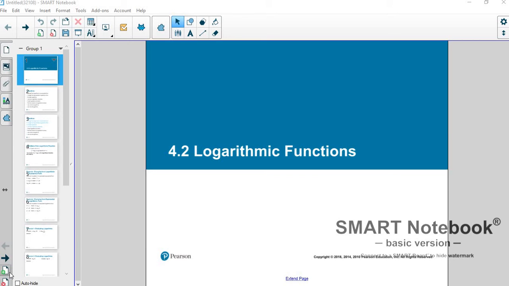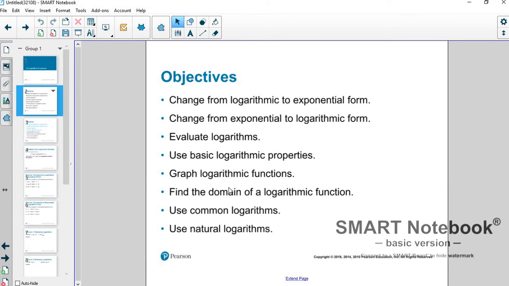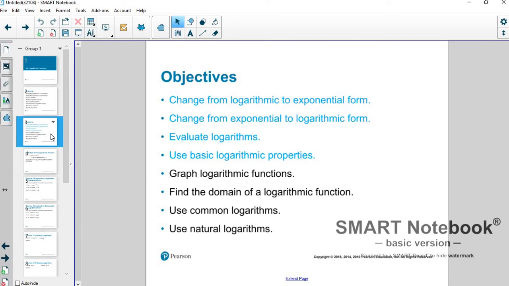Hey there, we are back with some more college algebra videos. This is section 4.2, logarithmic functions. We're going to break this section up into two parts. There's a lot of information in 4.2, and so this is all the objectives for 4.2. This first video will deal with the first half of these.